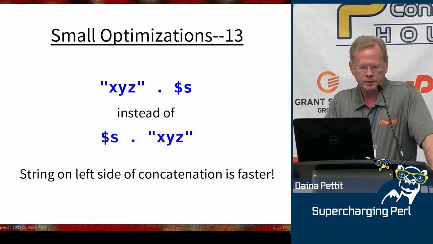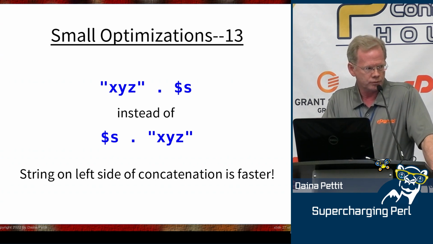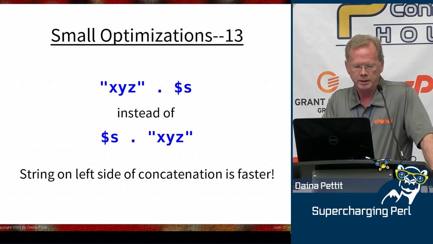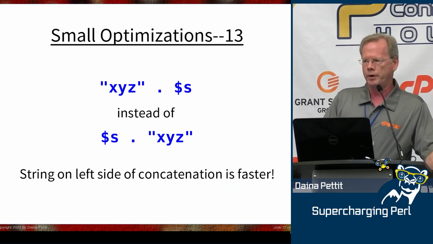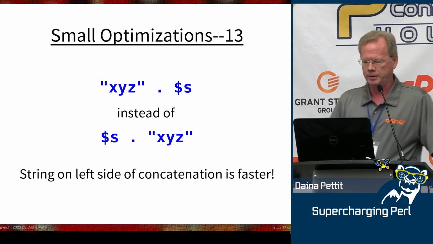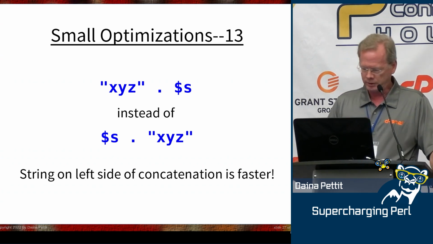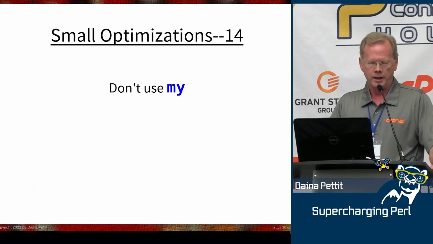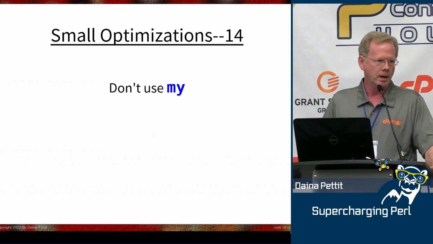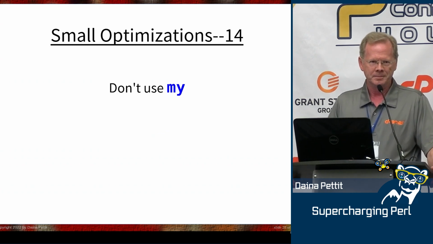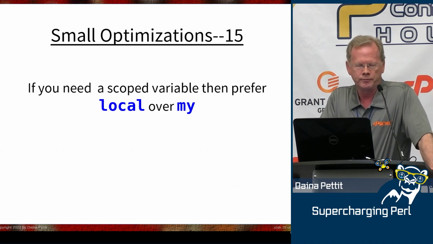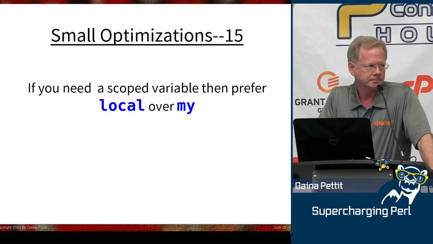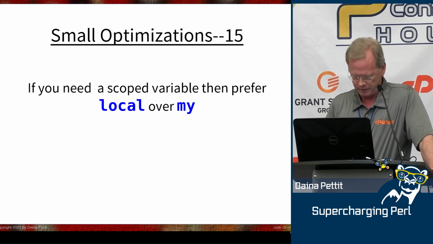If you have a choice, a constant string on the left side of a concatenation is actually faster than having it on the right side. And a lot of times you don't have a choice about some of these things, but if you do, this is something that's actually faster. And a lot of people are going to hate this. Don't use my. My takes time. And if you do need scoping, prefer local over my. It's faster.